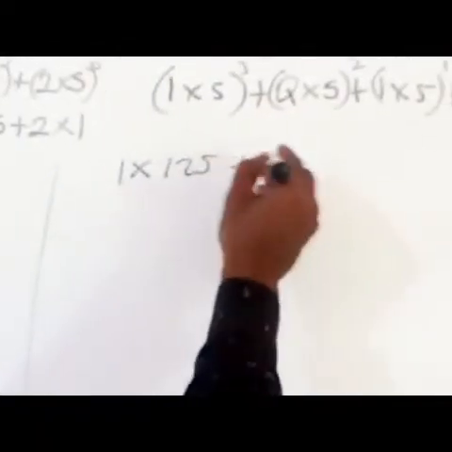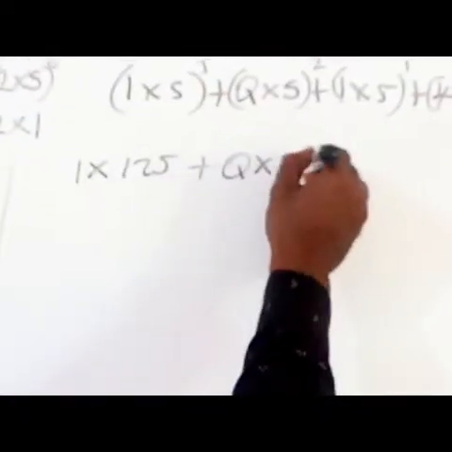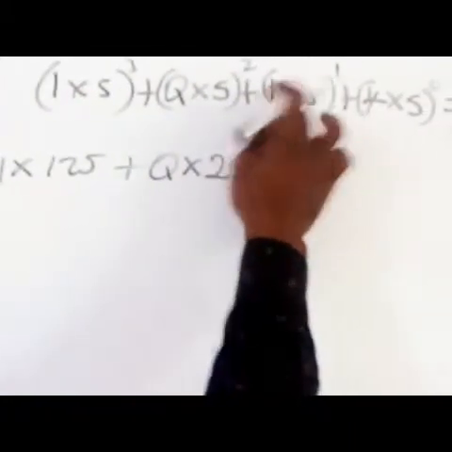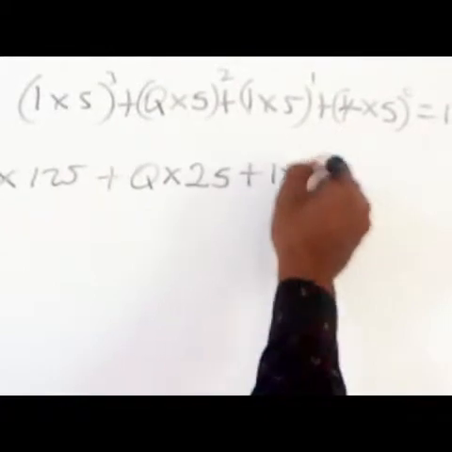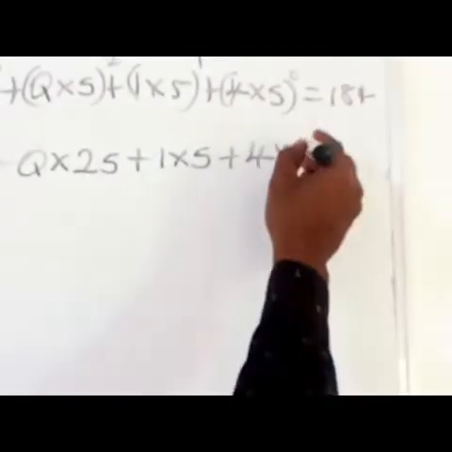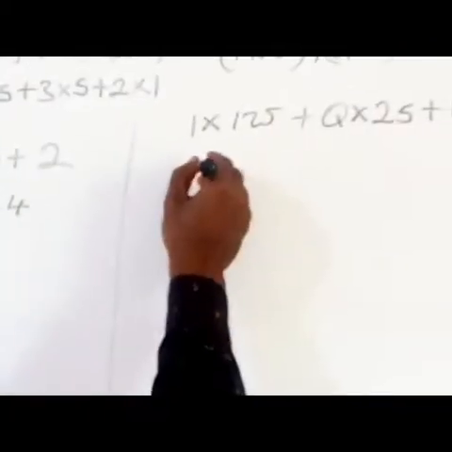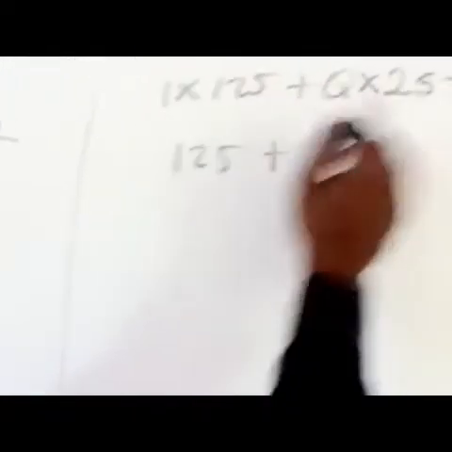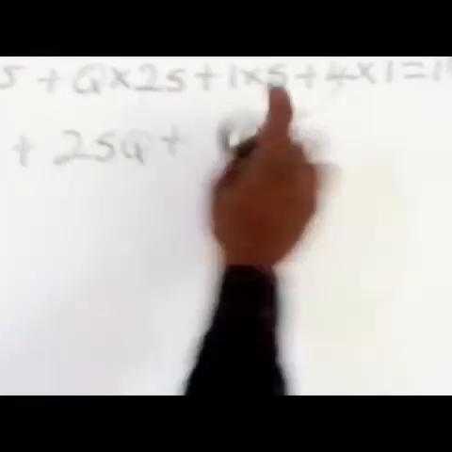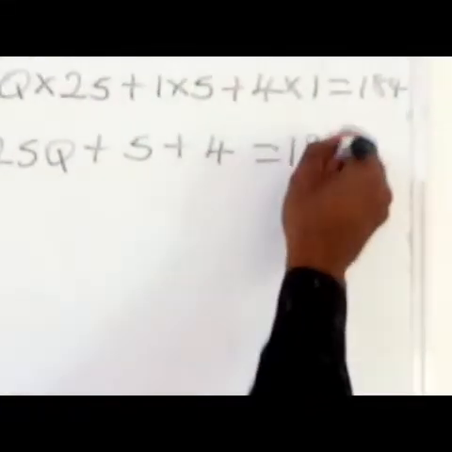So 125 plus q times 5 to the power 2 means what? 25. Plus we take 1 times of course 5. We take plus 4 times 5 to the power 0 means what? 1. Is equal to 184. So we now do our multiplication. We have 1 times 25 is 125 plus q times 25 we have what? 25q plus 1 times 5 is what? 5 plus 1 times 4 is 4, is equal to 184.